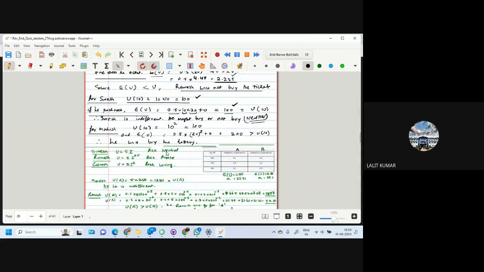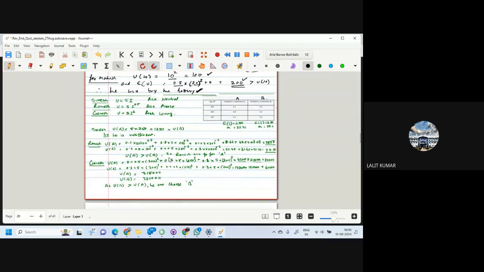For Mahesh, his present utility is 10 to the power square, is 100. If he purchases the ticket, then probability 0.5, prize money 20 square. So his expected utility becomes 200. And as the expected utility is more than 100, he will buy the ticket. So this was an example to demonstrate risk averse, risk loving, and risk neutral.